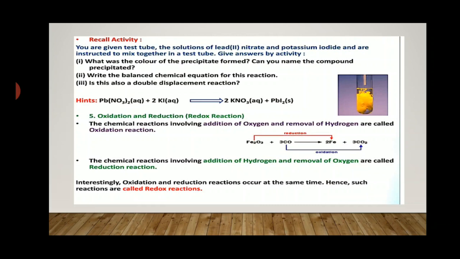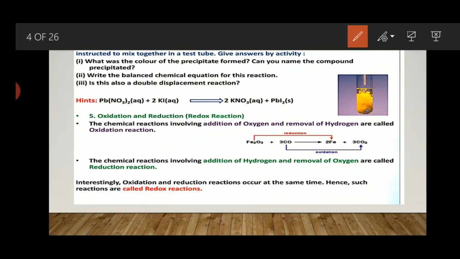So just take that lead nitrate whose formula is Pb(NO3)2. What you have to do is mix this lead nitrate solution with potassium iodide. After that, note down the color of the precipitate formed, and name the compound in the precipitate. Means after mixing lead nitrate with potassium iodide, which product is formed, what is the color of the product, and the name of the product.